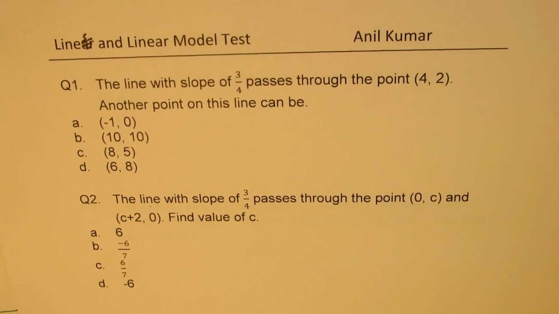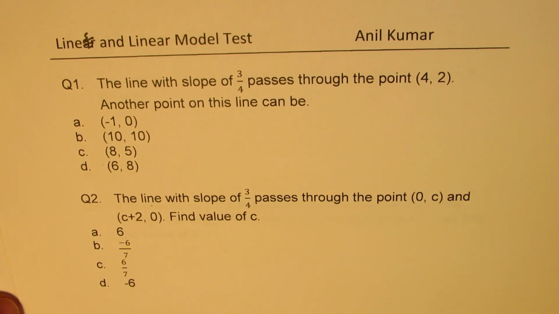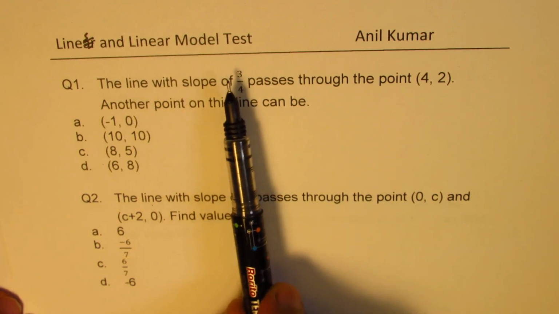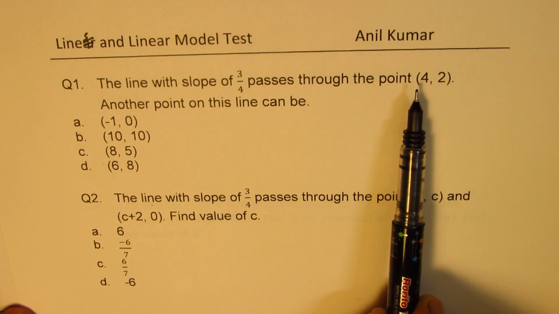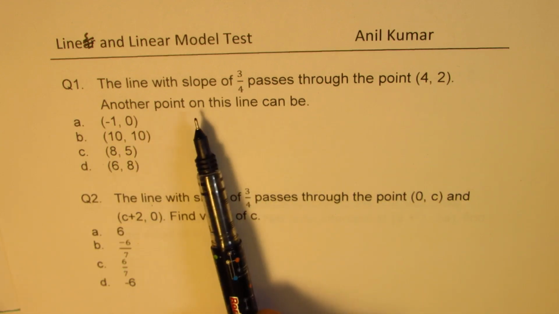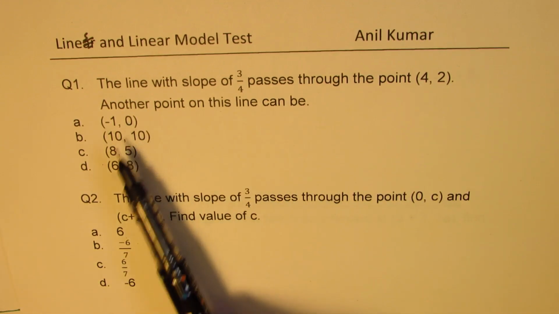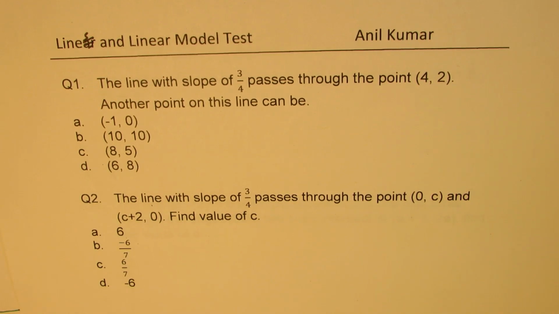The very first question here is, the line with slope 3/4 passes through the point (4, 2). Another point on this line can be what? We are given 4 choices, right? How are you going to solve this?